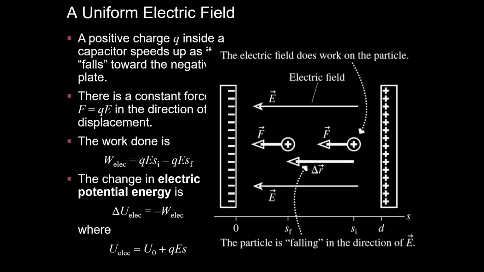But from the very beginning, you knew that since the electric field is a conservative force, this work has to be expressed as some change in potential energy. And so we define the potential energy for a point charge to be Q times E times S, where S is measured, in this situation of a parallel plate capacitor, from the origin, where the origin is the negative charge and the position increases toward the positive charge.